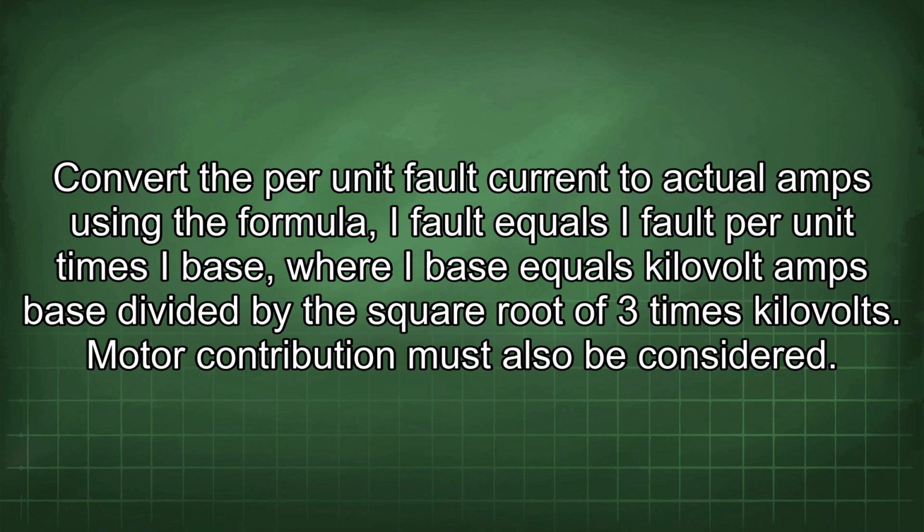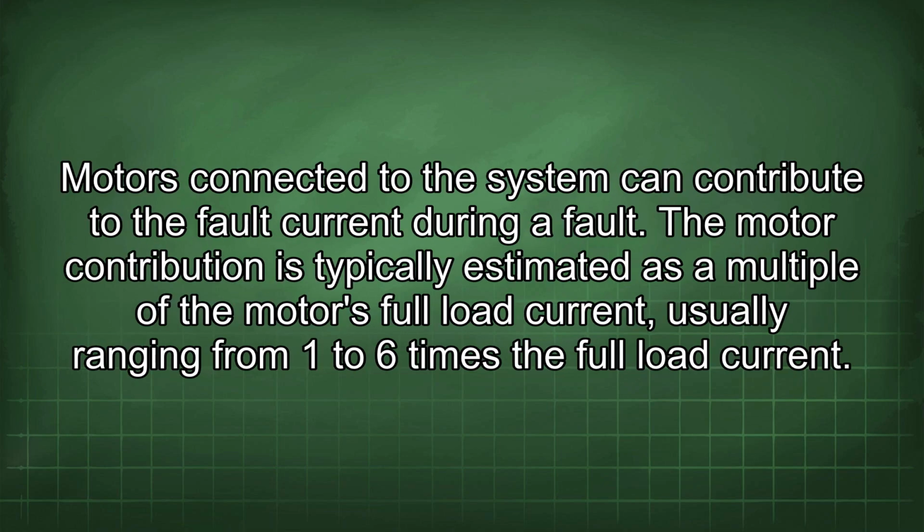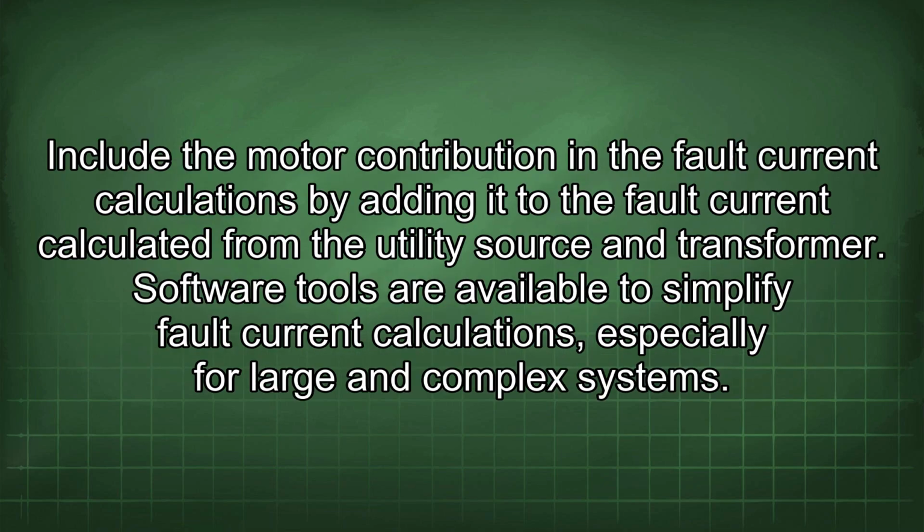Motor contribution must also be considered. Motors connected to the system can contribute to the fault current during a fault. The motor contribution is typically estimated as a multiple of the motor's full load current, usually ranging from 1 to 6 times the full load current. Include the motor contribution in the fault current calculations by adding it to the fault current calculated from the utility source and transformer.